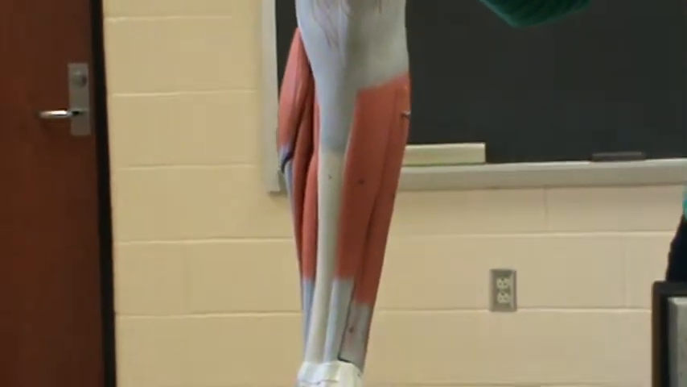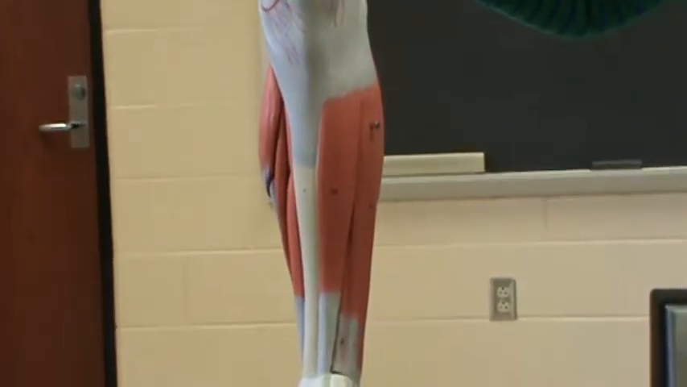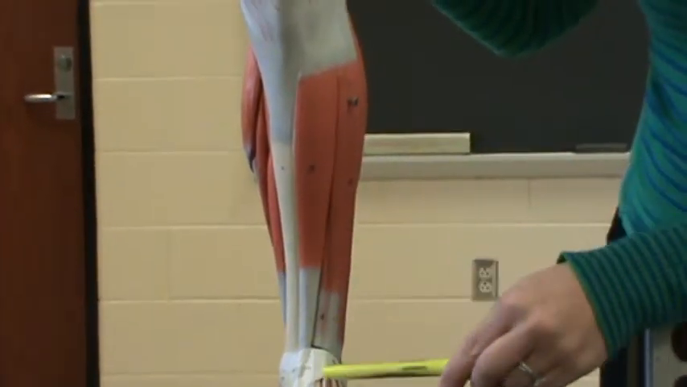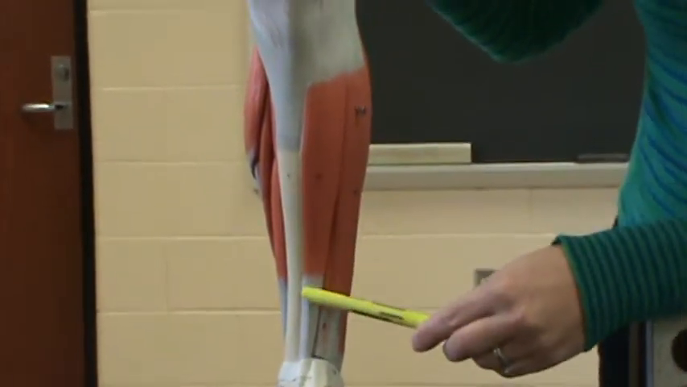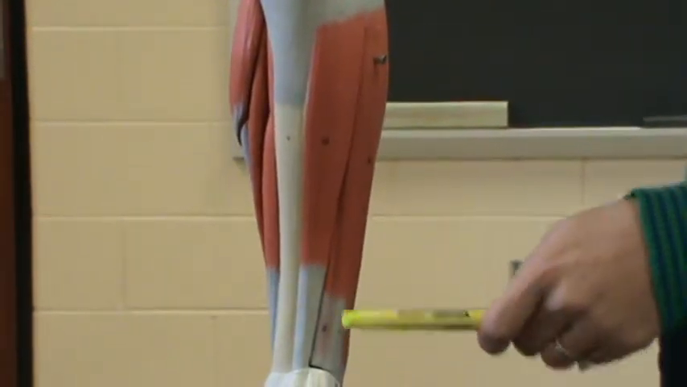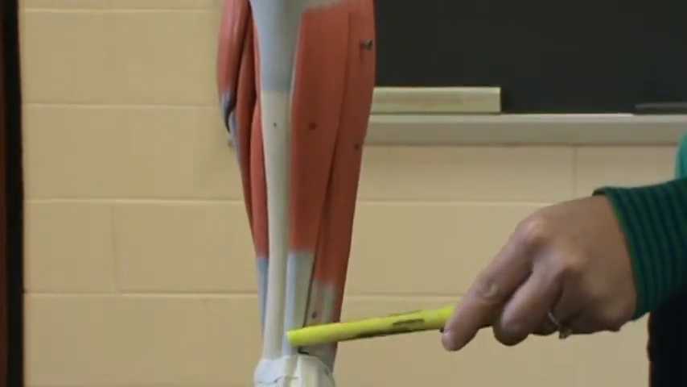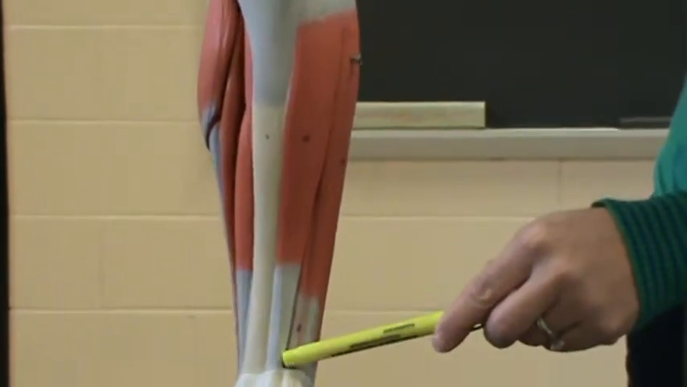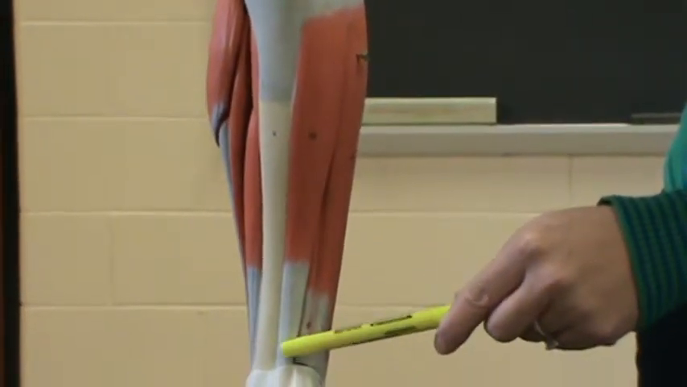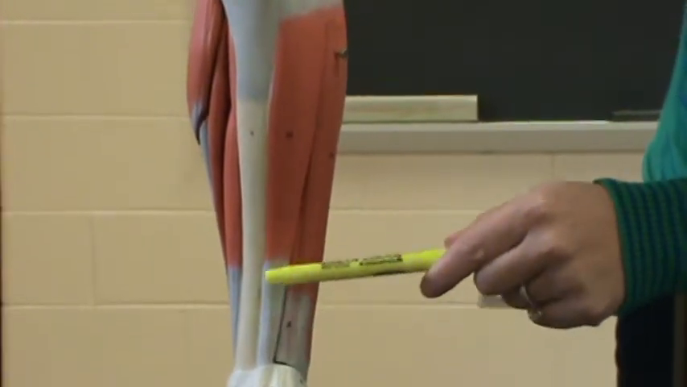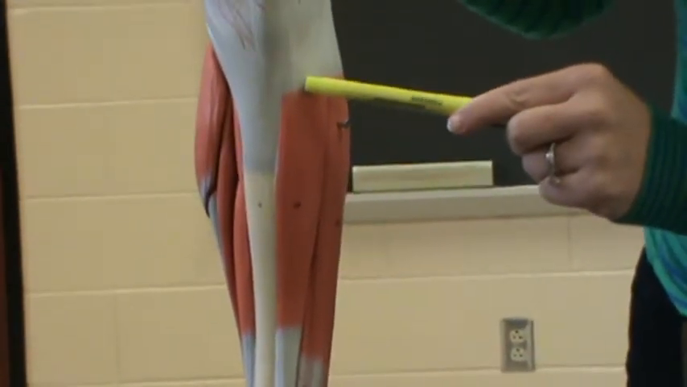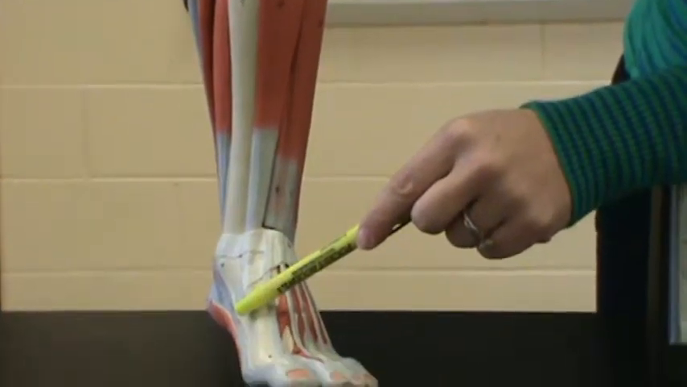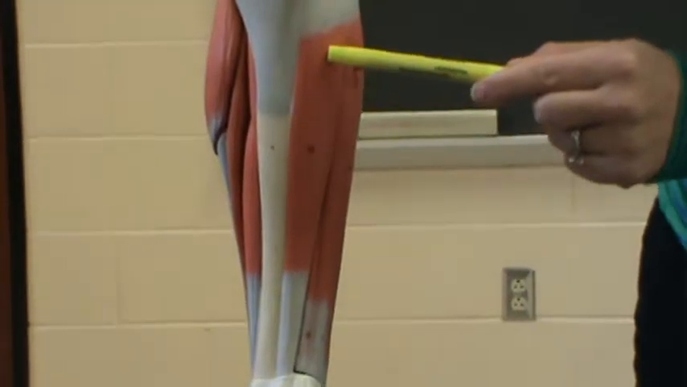So let's start with the anterior compartment. When we look at the front or anterior portion of the lower leg, you're going to see several muscles here. The one muscle that I want you to focus on for this class is right here. This is your tibialis anterior muscle. It's named such because it lies on the anterior surface of your tibia. So it starts up here and will insert down here on your foot. So that's the tibialis anterior muscle.